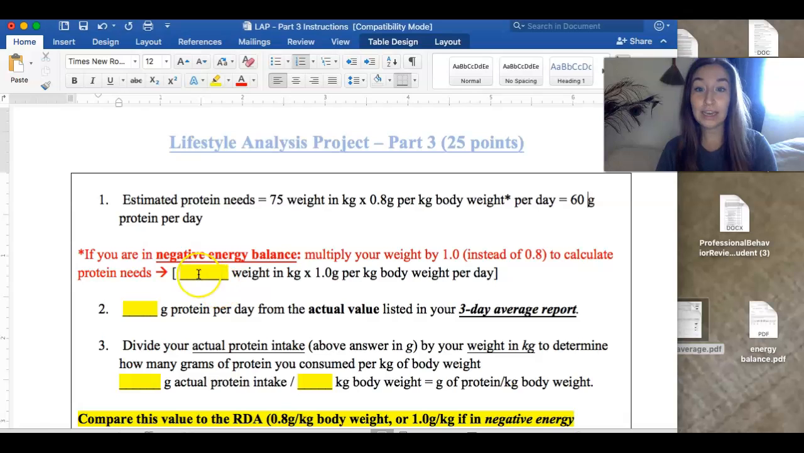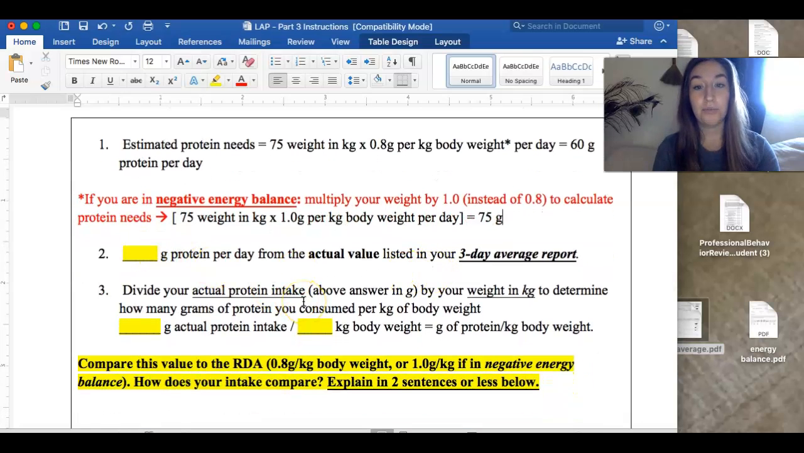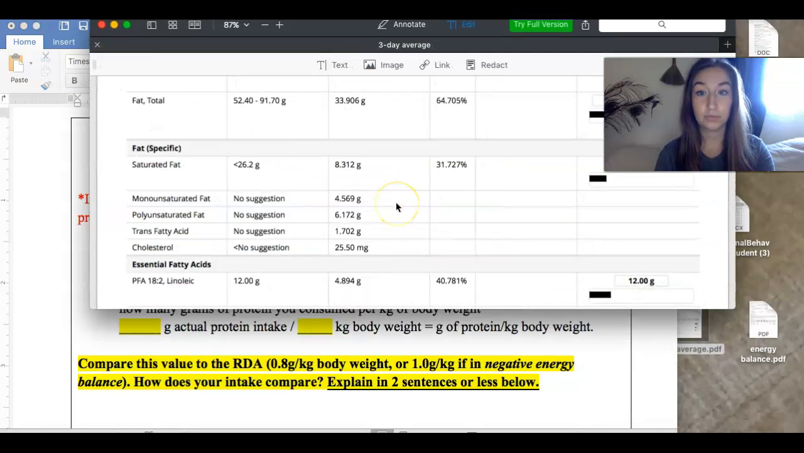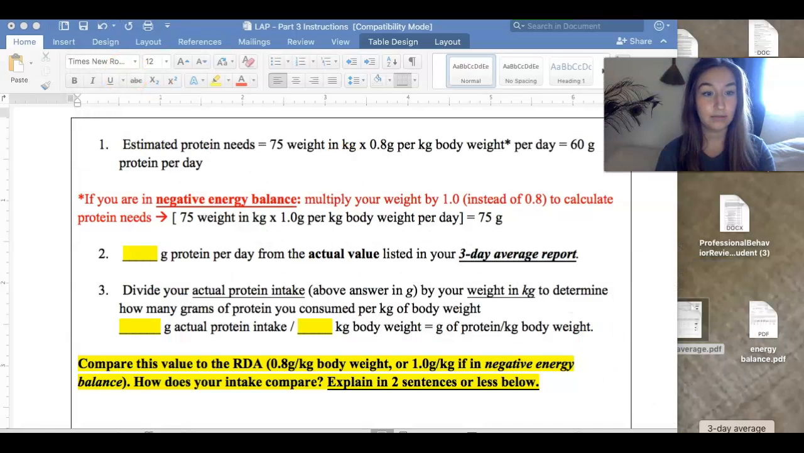So here we go. Negative energy balance. Multiply your weight by 1 instead of 0.8 to calculate protein needs. So 75 grams. Okay, grams of protein per day from your 3-day average. So I had 52. Is that 52? Yeah, 52 grams.